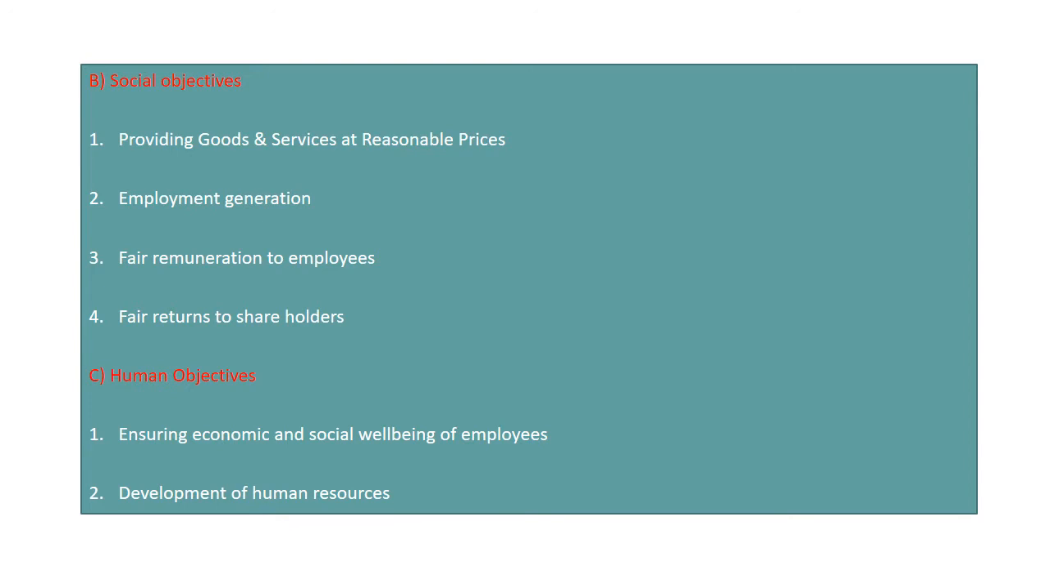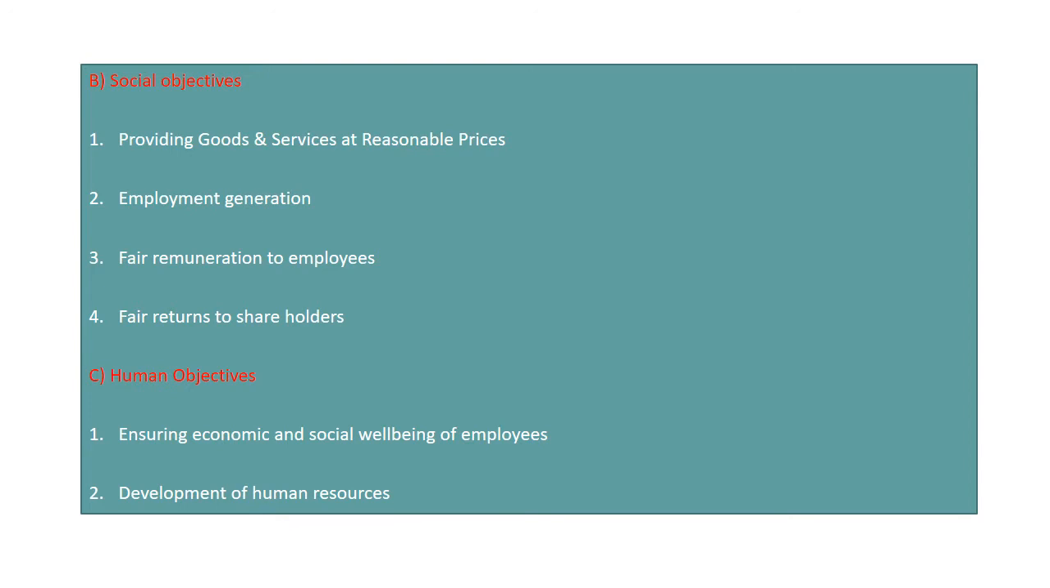Then fair returns to shareholders. So we already know that it's a responsibility of the business firms. They have responsibility towards their employees, towards the stakeholders. We can call all these together as stakeholders. So stakeholders of a firm include shareholders, customers, government, society, and the employees. All are the stakeholders. So it's a responsibility of the business firm to take care of the interest of the stakeholders. So these are some of the social objectives.